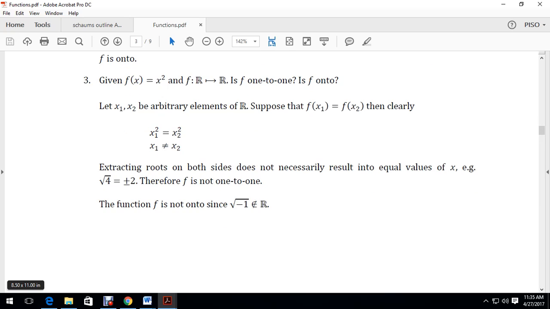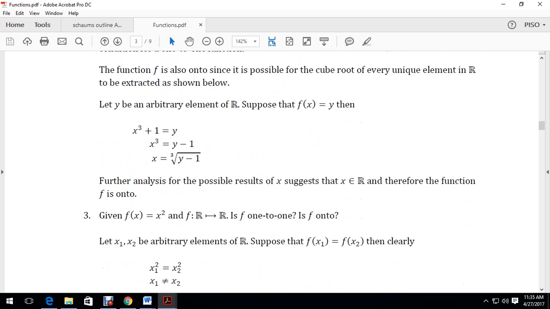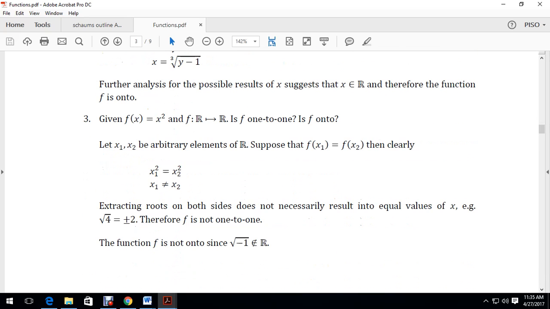Okay, so let's have the third example. Given f of x is equal to x squared, and we have the mapping of f defined from R to R. Now again, is f 1 to 1? Is f onto? Okay, so just like what we have done earlier, we let x sub 1 and x sub 2 be arbitrary elements of R, and suppose f of x sub 1 is equal to f of x sub 2. Then clearly, x sub 1 squared is equal to x sub 2 squared.